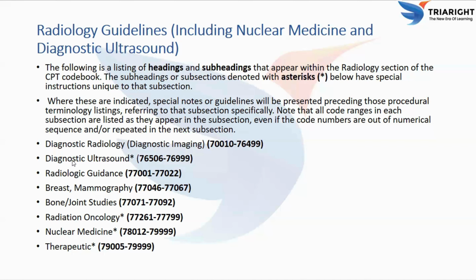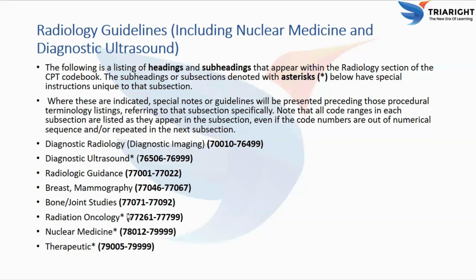And the second subsection is diagnostic ultrasound. The code ranges are 76506 to 76999. They use sound waves, so there is no radiation, and examples like pregnancy ultrasound, abdominal ultrasound and Doppler studies are performed in this section. Next, radiological guidance. These codes are used whenever imaging guides a procedure, such as biopsies, injections and catheter placement. For example, CT guided lung biopsy. Guidance codes may be separately billable unless bundled.